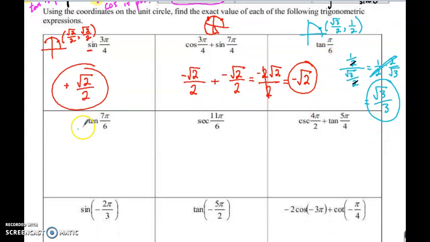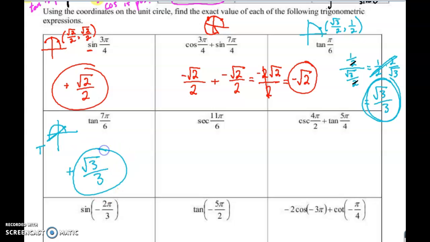Okay, so more practice. Okay, 7 pi over 6. All right, where is 7 pi over 6? It's over here. Okay, well, tangent is positive in the third quadrant. Remember, all students take calculus. Tangent, positive. So what's the reference angle? Reference angle is back in the first quadrant, pi over 6. Oh, well, that's the same answer that we got over here. So this answer is also root 3 over 3. Yeah, pretty straightforward.